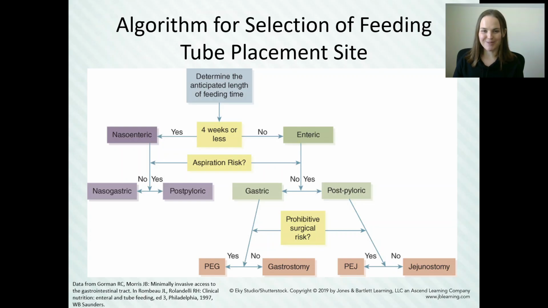But sometimes it takes a little bit more convincing to get a physician to go down that route. And we'll talk about that a little bit later.